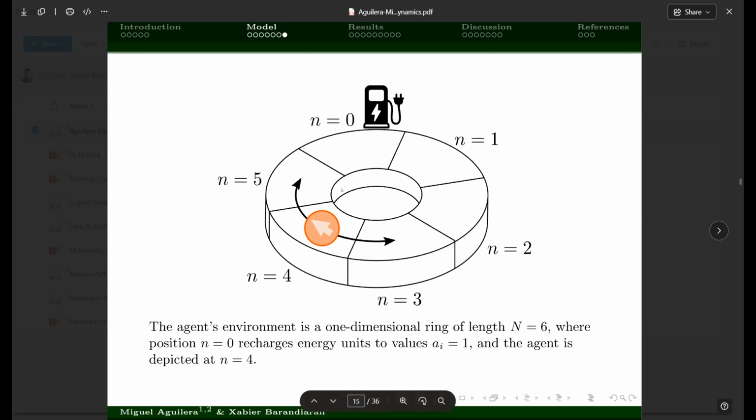So in order to allow out-of-equilibrium states, we introduce a state, n equals 0, in which we insert a battery which recharges the energy of the agent. If the agent reaches this point, all of the energy units are set to 1, and the agent is with a full battery. Using an environment like this, in the first case we just use an environment of size 20.